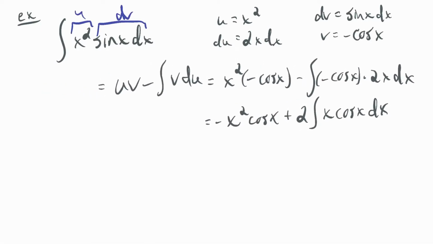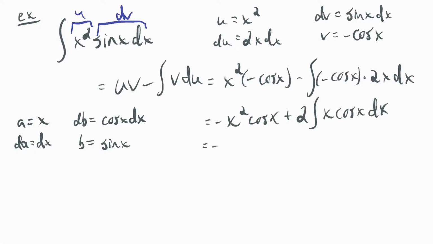I'll move this over a little bit, give myself some more room on the left. I'm going to say that a equals x. It's this guy here. And db equals cosine x dx. So that means that da equals dx, and b equals sine of x, plus 10 if you want.